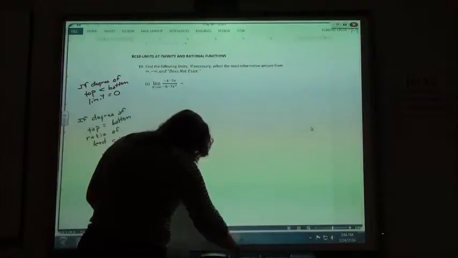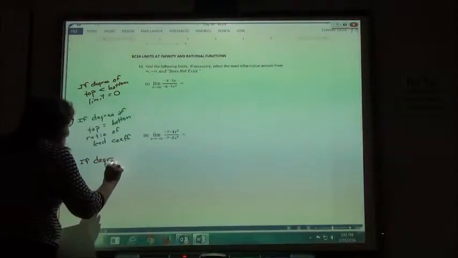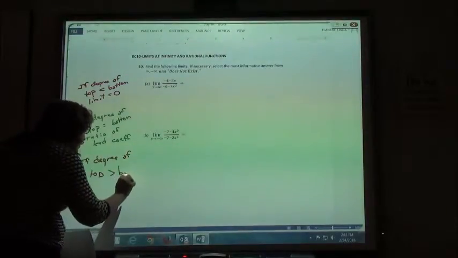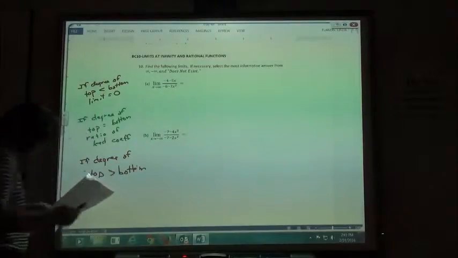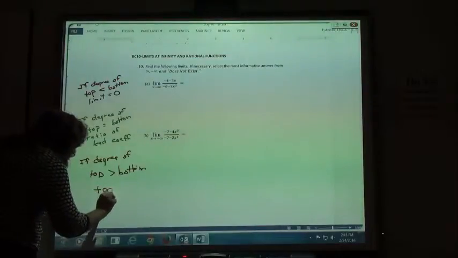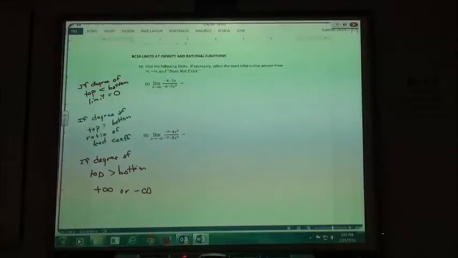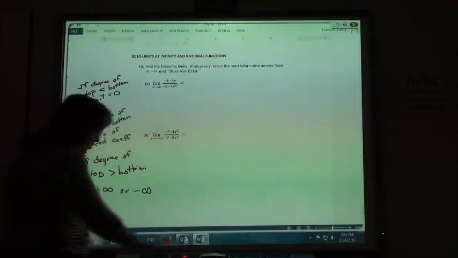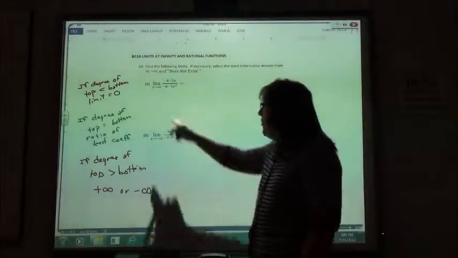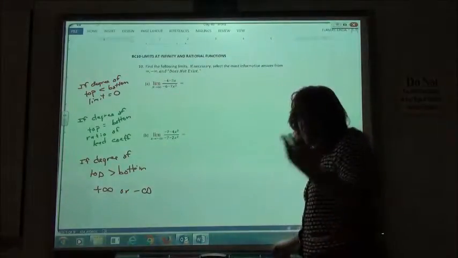And if the degree of the top is greater than the degree of the bottom, that's our third case, then I'm going to have either positive infinity or negative infinity for my limit. And I have to figure out which one it's going to be. So, those are my rules as x approaches infinity if I have a rational function, which is a fraction.